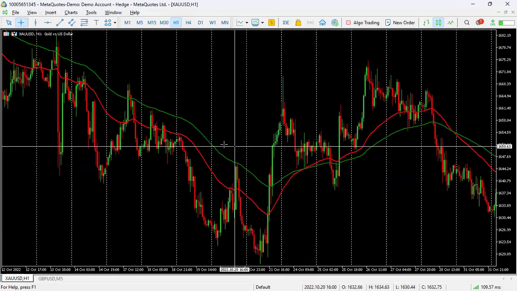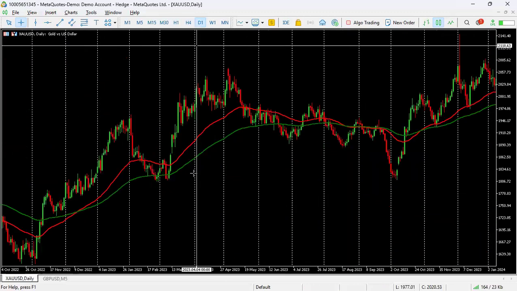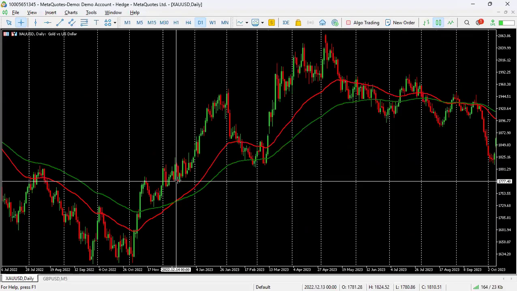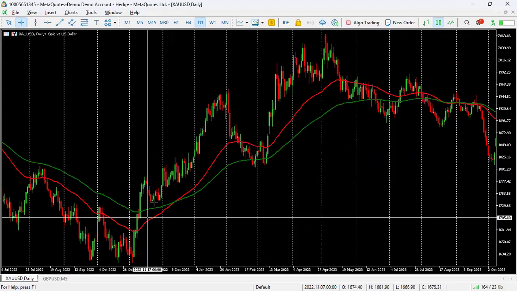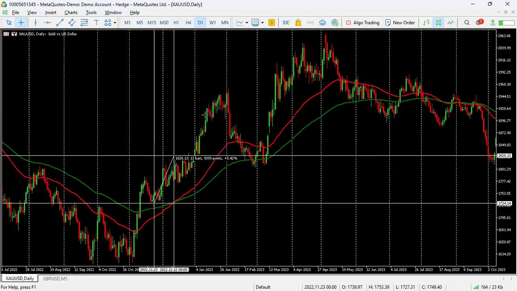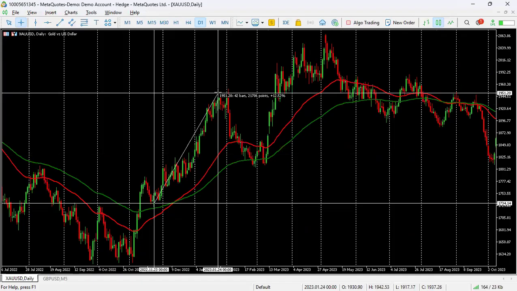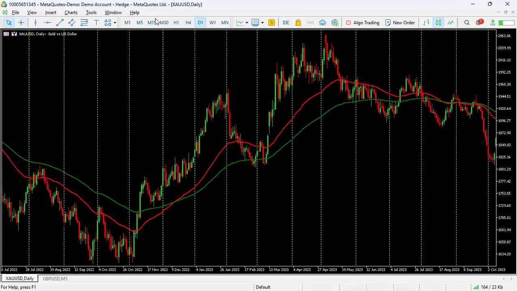So I just want to show you on every time frame. Obviously, with the bigger time frames, you get the bigger moves and the longer holds. But once you see it, it's there. Like here, boom, 2 months, 22,000 pips. It's a lot of movement.